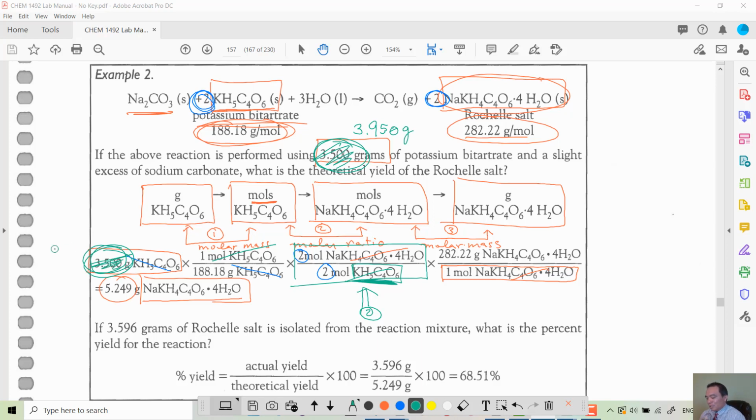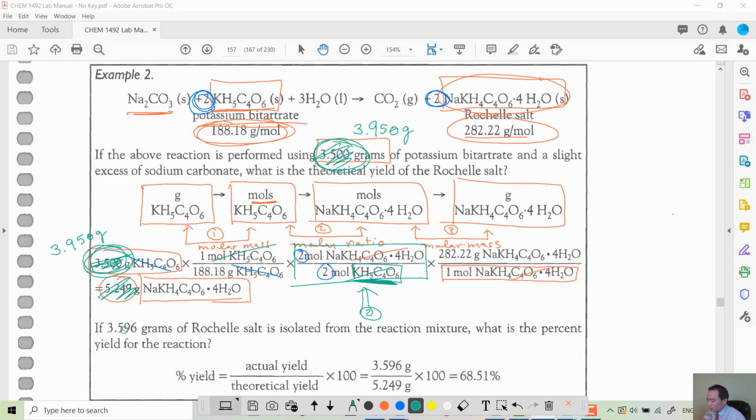You replace that number with your own number, which is 3.950 grams. Again, this 3.950 is just an example. We will provide you with a different number for your calculation. Then you do your calculation, you'll get a different number. It's not going to be 5.249. All right? Okay. For the percent yield, for the production of a Rochelle salt, it's very similar.